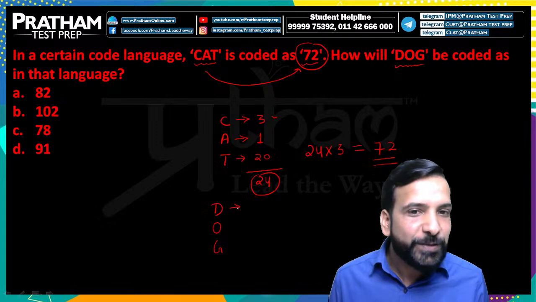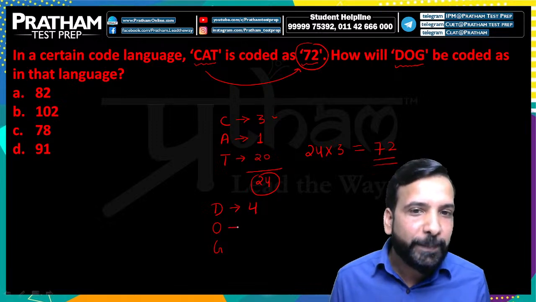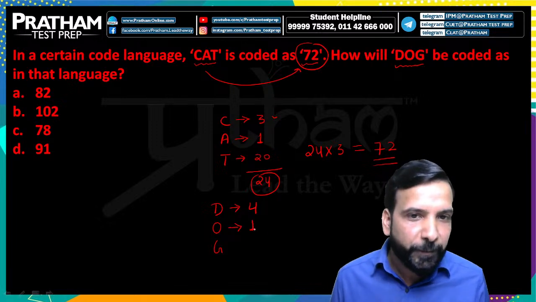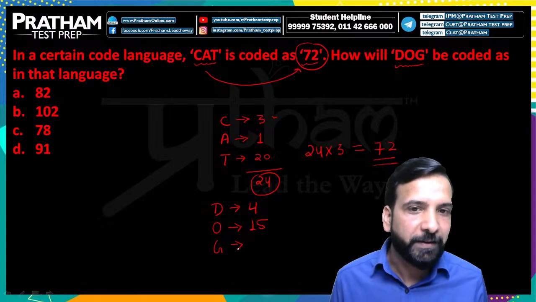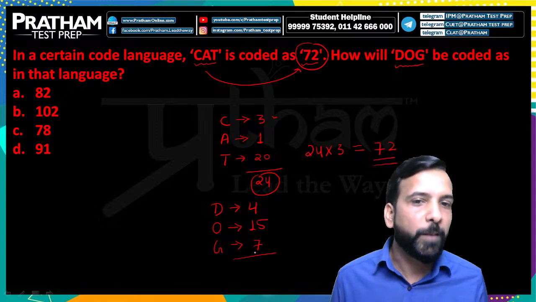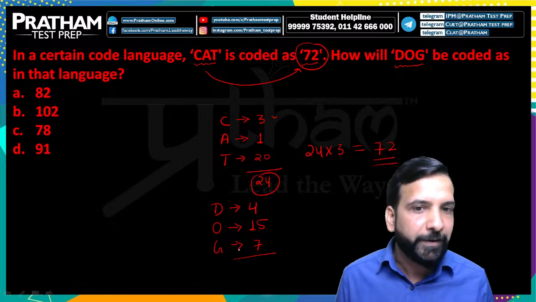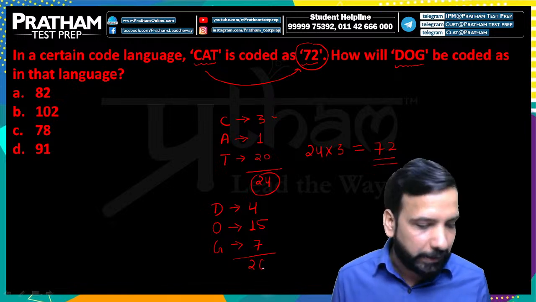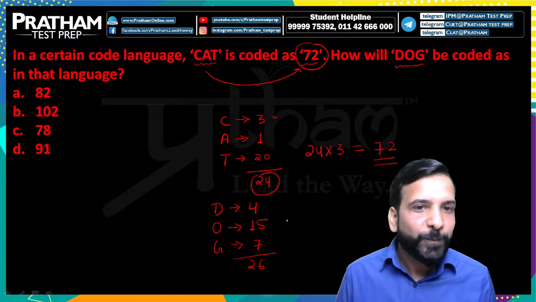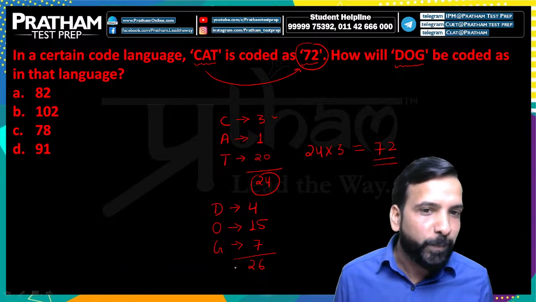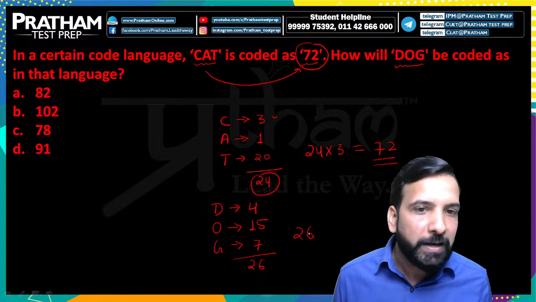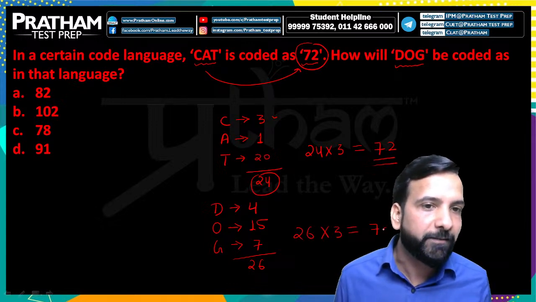D's place value is 4, O's place value is 15, and G is 7, right? What is the sum of all three place values? 4 plus 15 plus 7, it's nothing but 26, right? Now, 26, the sum of place values, multiplied by 3. So what will I get? 78.